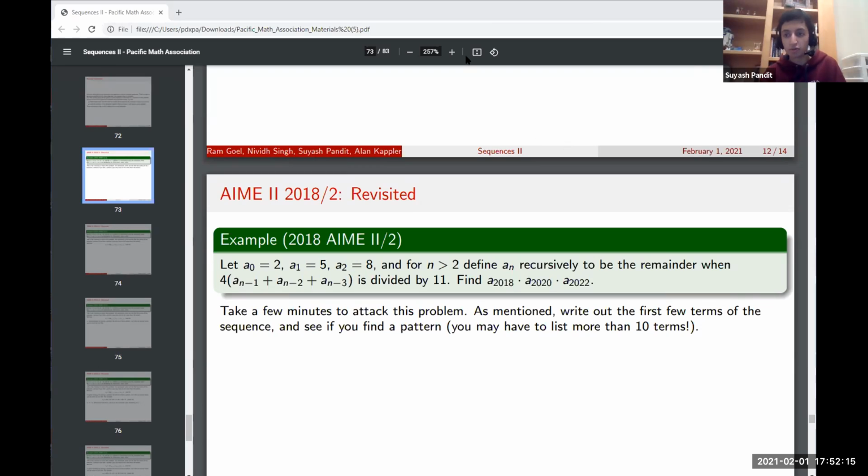So we actually did this problem in our previous class, but now we're looking at it through a different lens. You may have to compute several terms. Sometimes it might not be obvious right away, but in many problems like this, after a reasonable number of terms, you will notice a pattern.